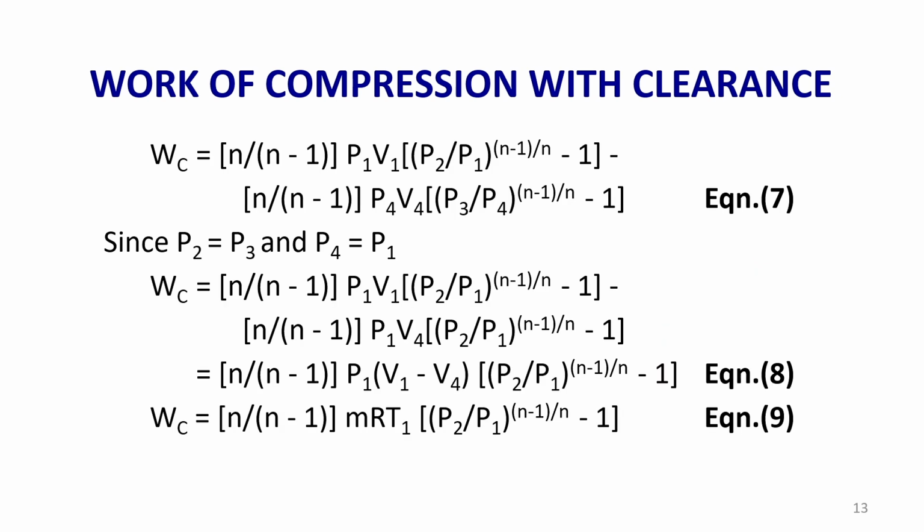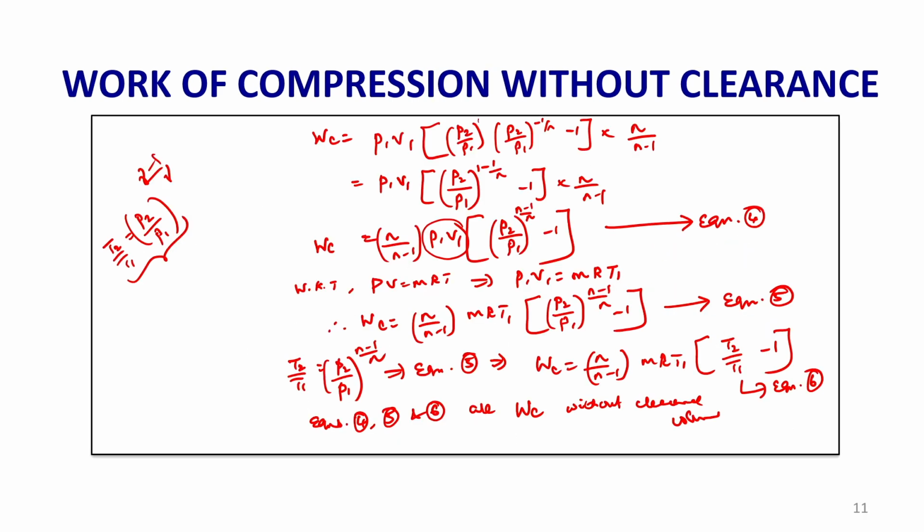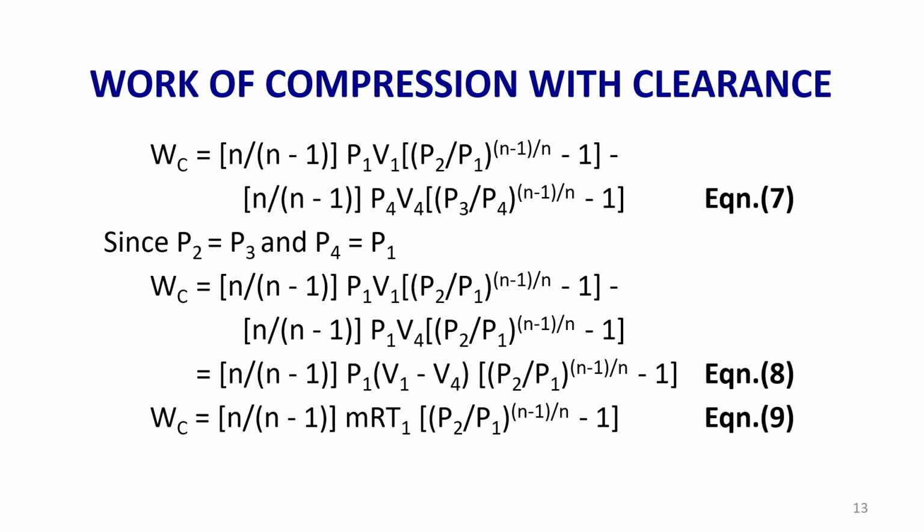Similarly, we have to derive the work done of compression, the power required to drive the reciprocating air compressor with clearance volume. So, it is a very small derivation. WC, this is the equation which you have got, n by n minus 1, P1 V1 into P2 by P1 whole power n minus 1 by n minus 1. So, that is what I have written here.